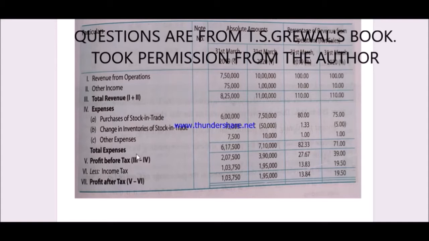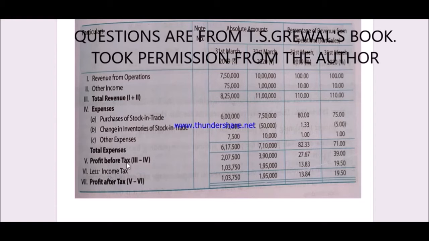Now, total expenses, very simple, you just add these three, you will get 6,17,500. Now, for calculating this percentage, you don't have to calculate 6,17,500 divided by 7,50,000. If you do that, then also you will get this figure. But how can you do it very simply? Just add these three things, and you will get this figure. Okay. Now you come to the profit before tax.